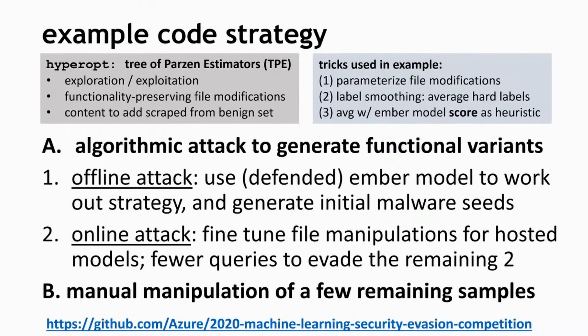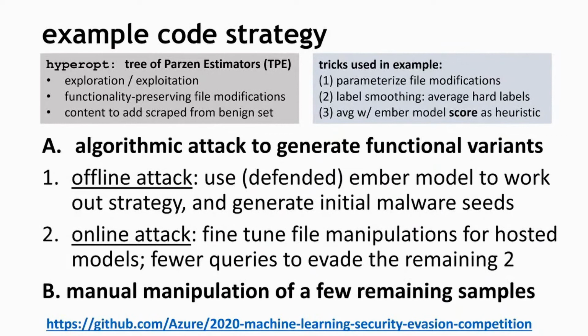Contestants were able to choose any strategy that they like. To demonstrate one strategy, we released this example code on our competition's GitHub site. The code uses discrete optimization over functionality preserving file modifications using a package called HyperOpt, which ironically is often used for tuning machine learning models. You can learn more about the details from the code and documentation on the website.